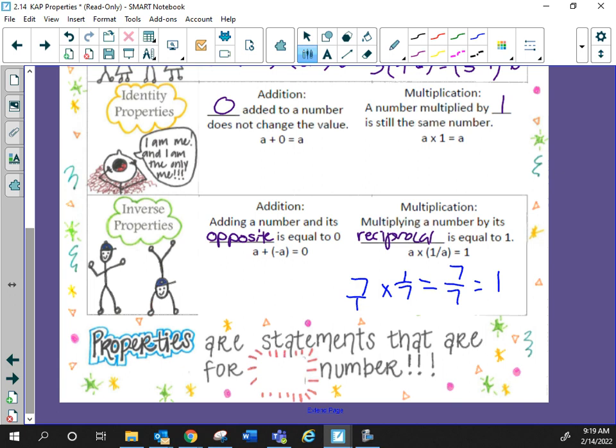She's right. Okay? So, these properties are statements that are true for any number. Do you think if I use decimals, these rules would stay true? No. Yes. For any number. But what operations don't they work with? Subtraction and division. Very good.